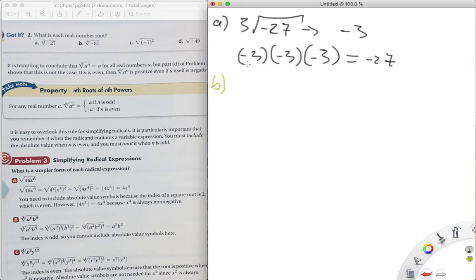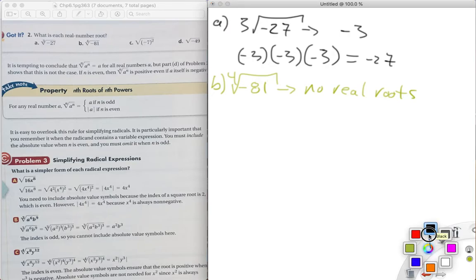The fourth root of negative 81. No real roots. And again, that's because 4 is an even number. So they would all be imaginary. And we're not dealing with imaginary in this particular section.